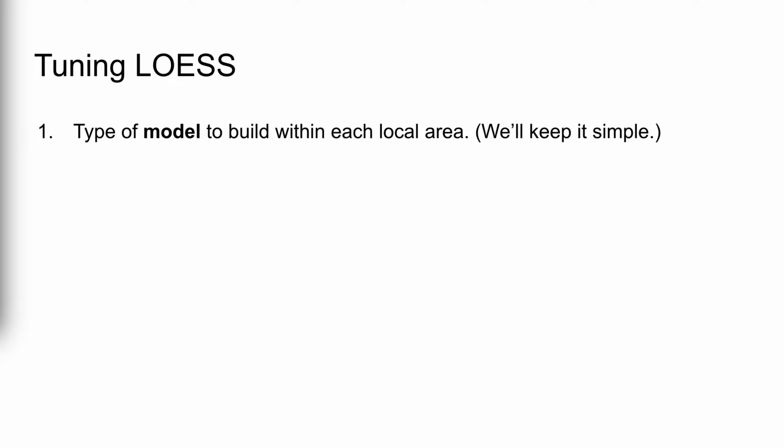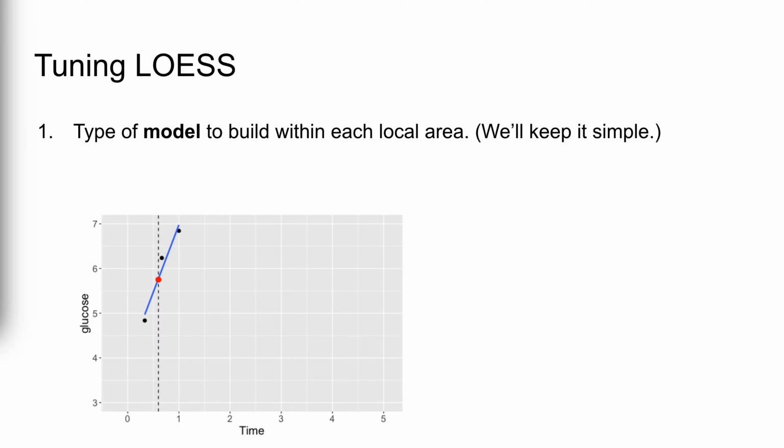With the big picture in place, let's step back and consider some details. In building a LOESS model, there are 3 features that we have to consider or tune. The first decision to make is what type of model we want to build within each local area. Though we'll continue to stick with a simple linear trend within each area, we could use a quadratic or even higher polynomial trend.